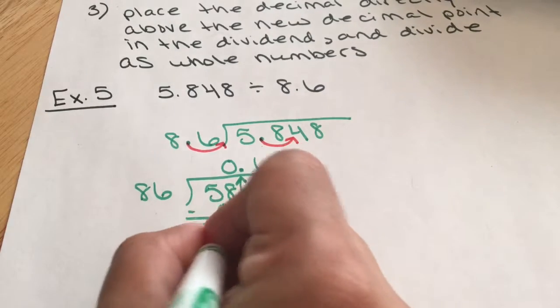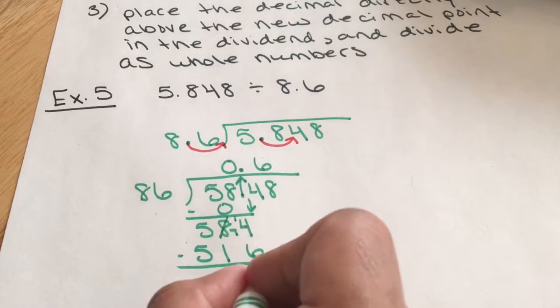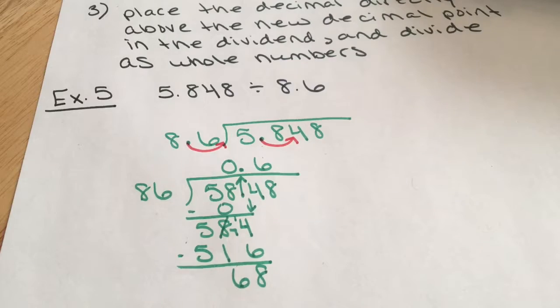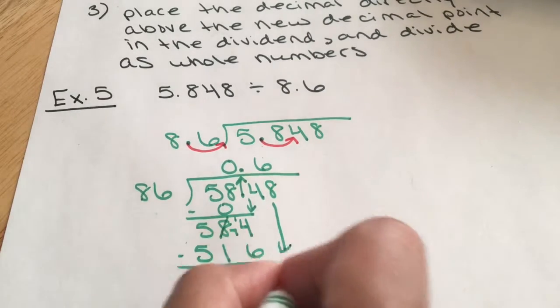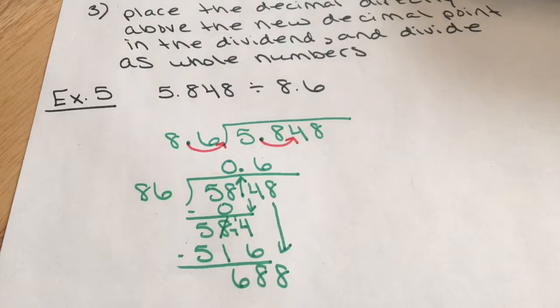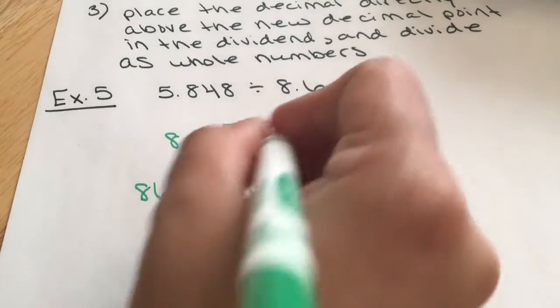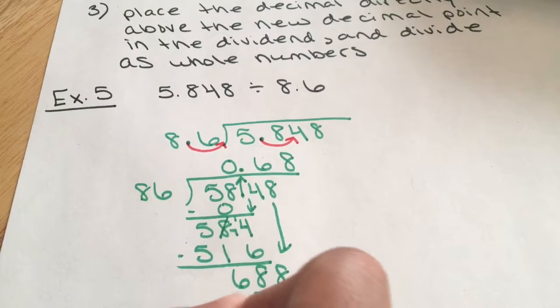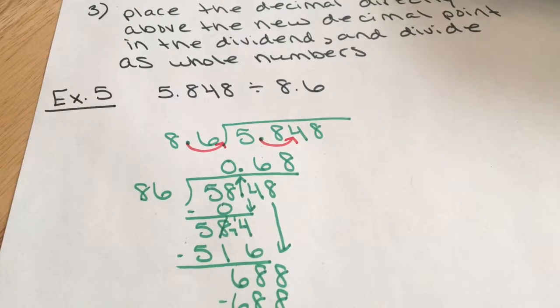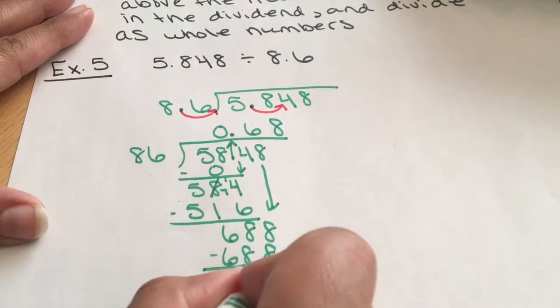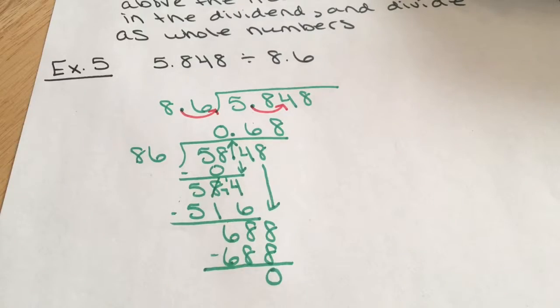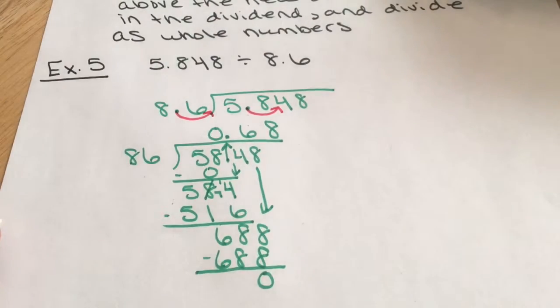When we subtract that, I'm going to have to borrow from my 8. That becomes a 7. 14 minus 16 is 8. 7 minus 1 is 6. And then I'm going to bring down my 8 since I have something else to bring down. 86 will go into 688 8 times. 8 times 6 we know is 48. Carry our 4. 8 times 8 is 64. Plus 4 is 688 exactly. 688 minus 688 is 0, so we don't have to worry about adding extra zeros or any remainders here. Our answer is just going to be 0.68.